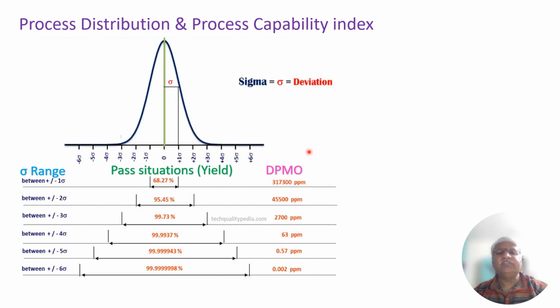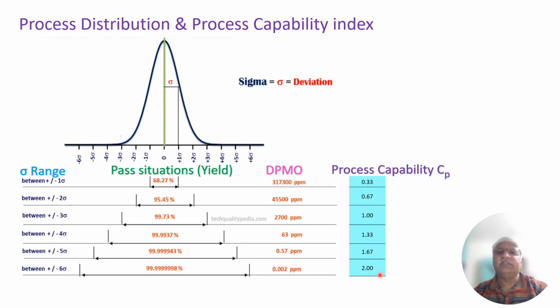Then the associated process capability is also mentioned in this way, and its values are 0.33, 0.67 and so on. And since we know that process capability is not the right indicator, we will have to use CPK, and these values remain as before.